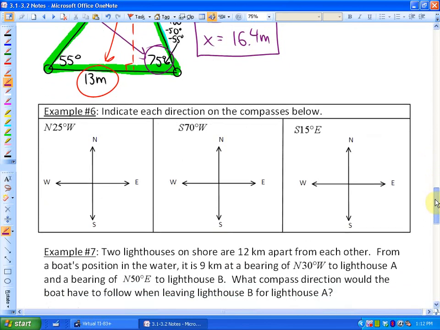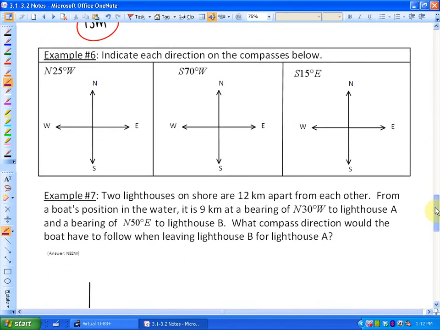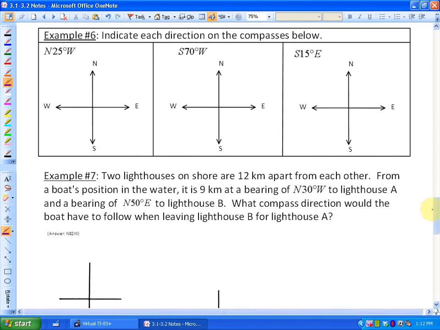So in the last problem, what we're going to look at is compass directions and how to solve word problems using compass directions. So to introduce compass directions is our first goal. Example 6 says indicate each direction on the compasses below. We're looking at, first of all, the direction of north 25 degrees west.